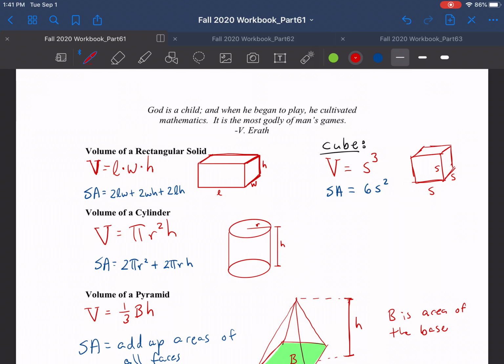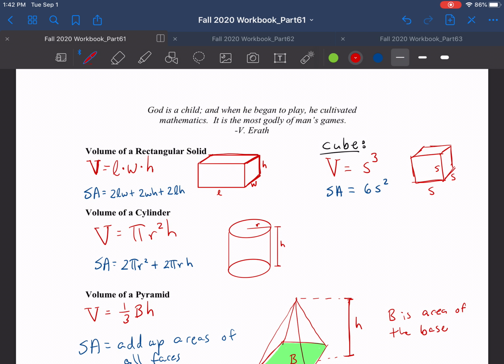All right, hello everybody. Let's get started on this next section. Here we're going to talk about volume and surface area. So we're going into the more three-dimensional shapes now. Instead of squares and rectangles, we'll talk about cubes and things like that, and cylinders.